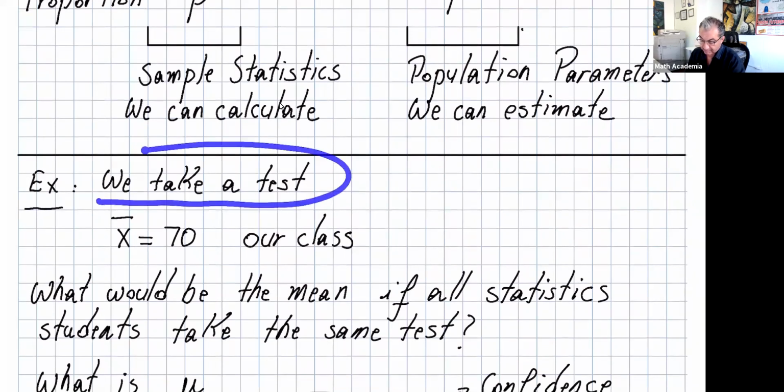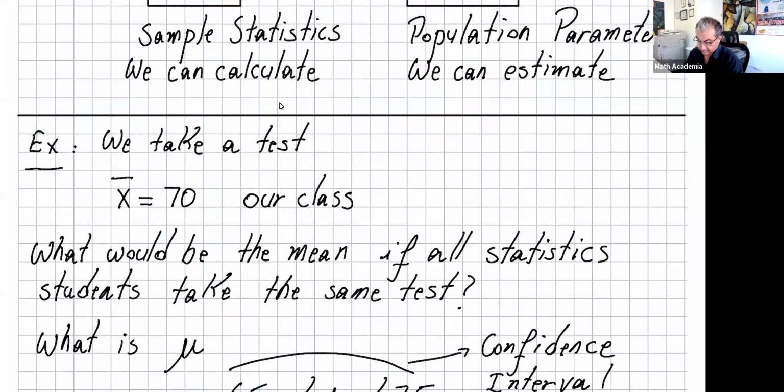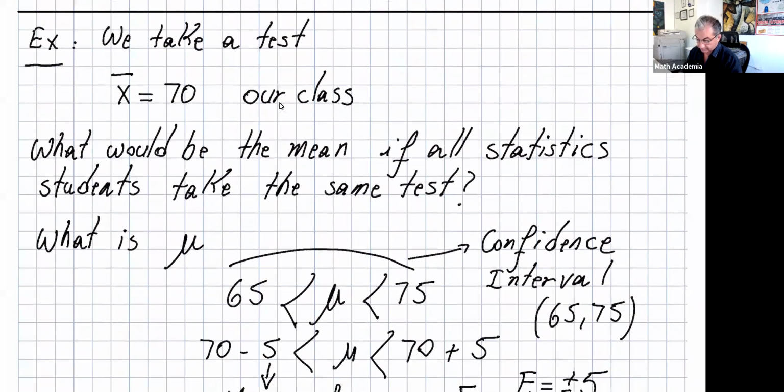This is a little example to understand about estimation. Let's say our class takes a test and I calculate the mean and it's 70. My question is, what would be the mean for all statistics students if all statistics students take the same exam or the same test? Let's say we have 15,000 students, and if they take the same exam, what would be the average? And again, that's not very easy. It's possible, but not very easy to calculate. So what we're going to do, we're going to estimate that.